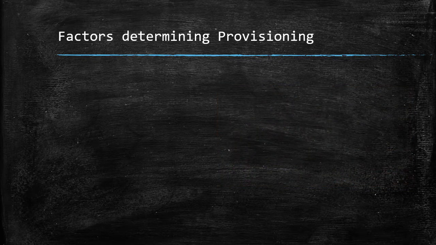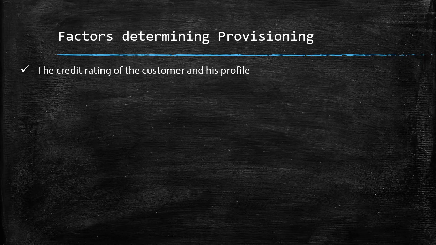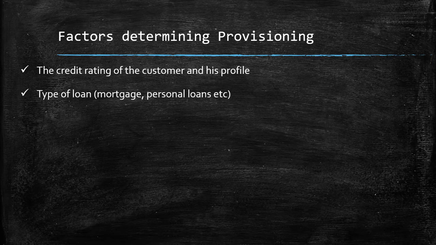Now, what are the factors which determine the provisioning rate? In the previous slide, we saw 10%, but is it fixed? No, of course not. The factors are the credit rating of the customer. If the customer has a very good rating, the provisioning percentage reduces. And of course, its profile. For example, a salaried customer's provisioning percentage might be lesser than a non-salaried customer.